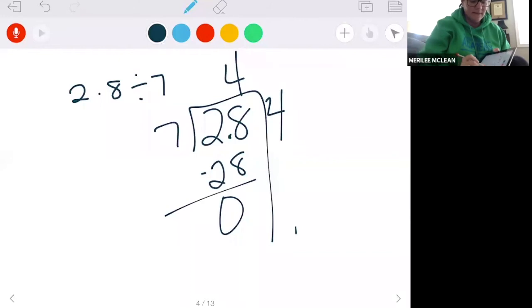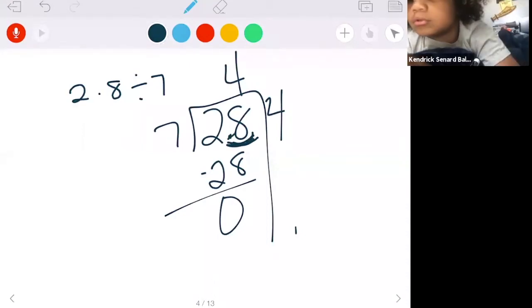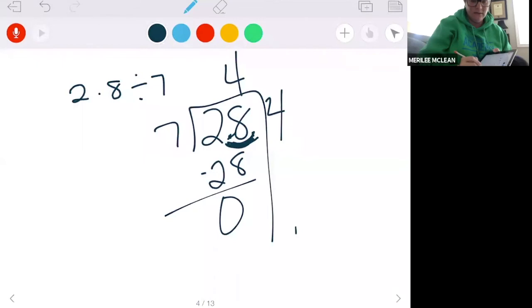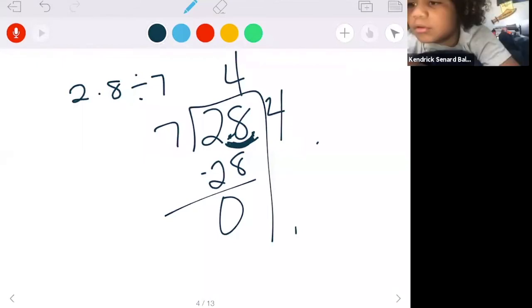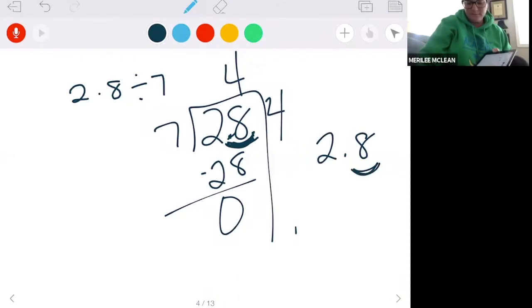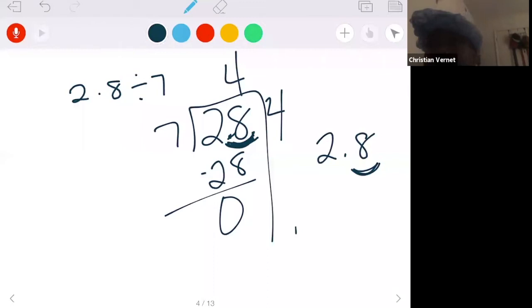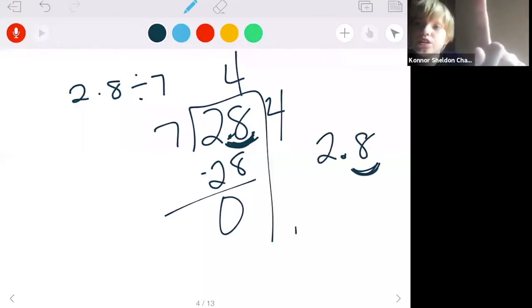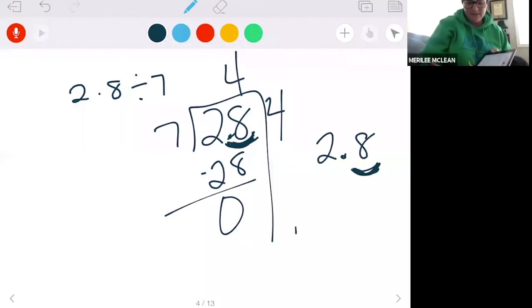And how many place value positions do we have here? Show me with your fingers. 2. Okay, let's look. We are just in the tenths. So we're going to have 1 decimal point place position.